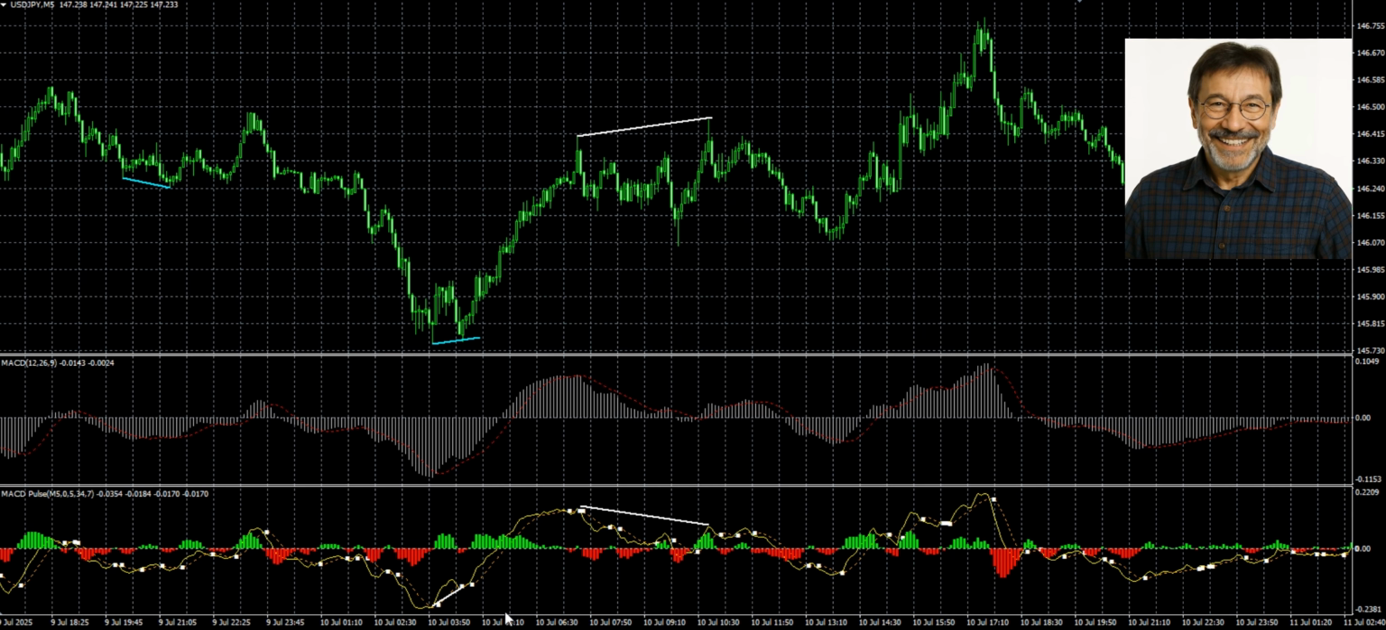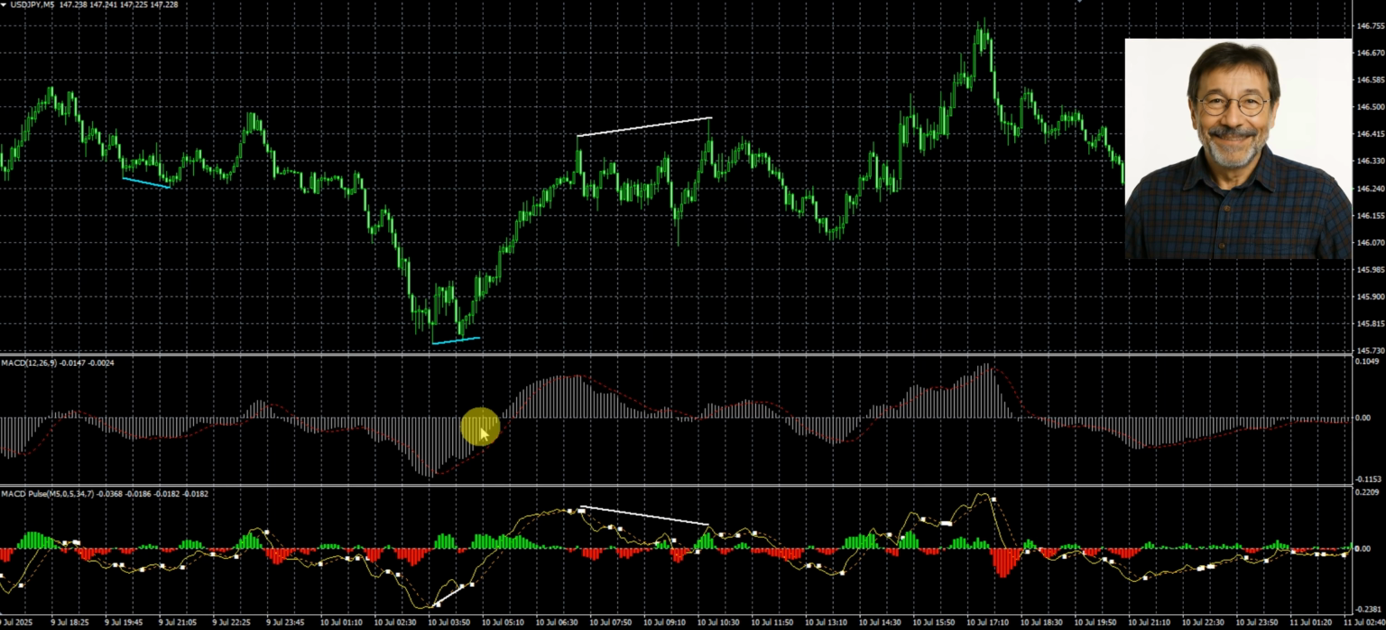Why is this important? Because divergence gives you the earliest signs of a possible trend change. It's like radar. It's your secret edge. And on MACD Pulse, divergences are super easy to spot, thanks to the color-coded lines and curves. Now I'll show you 4 examples, each highlighting different aspects of divergence. These divergence examples are already marked on the chart.